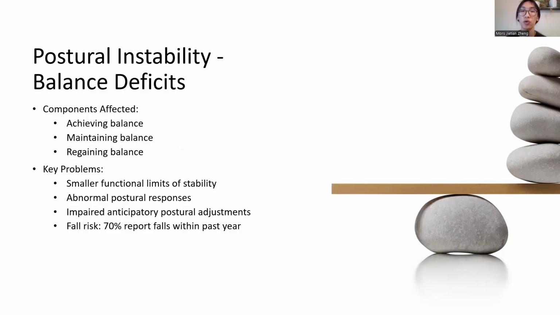Patients often show impaired anticipatory postural adjustments, the preparatory muscle activation that normally occurs before voluntary movement. The statistics are sobering and quite stunning. Approximately 70% of patients with Parkinson's disease report experiencing falls within the past year, highlighting the serious safety implications of postural instability.